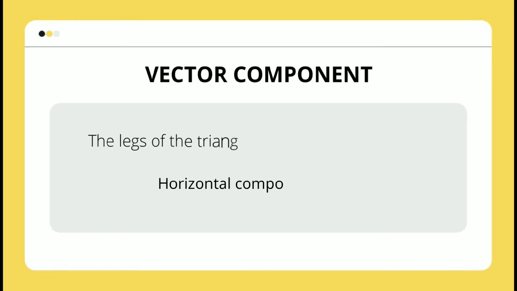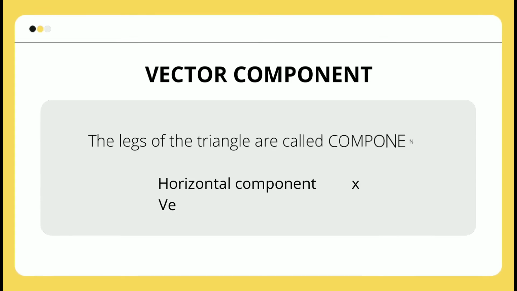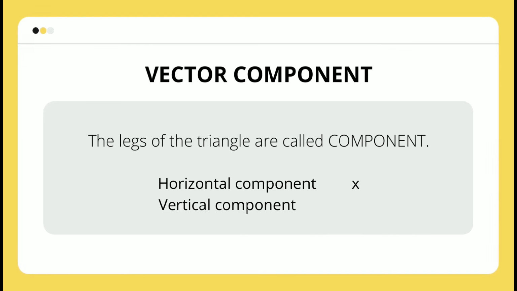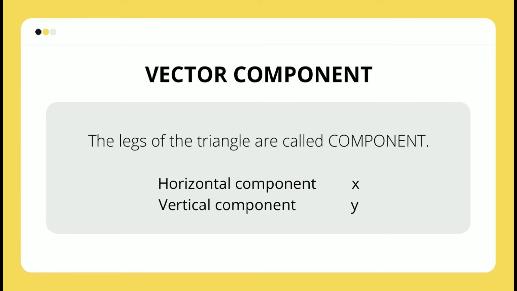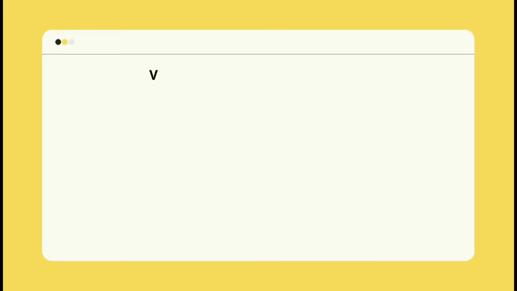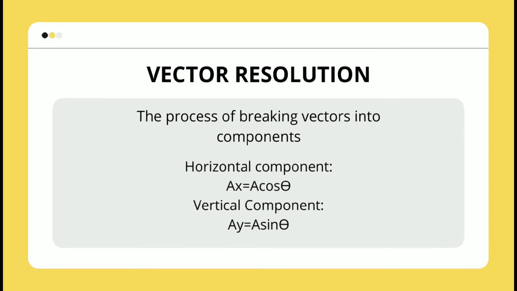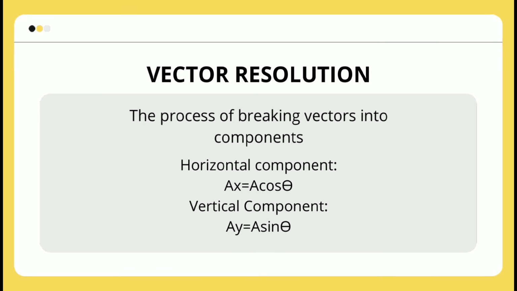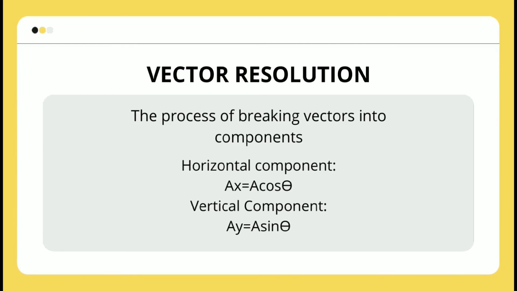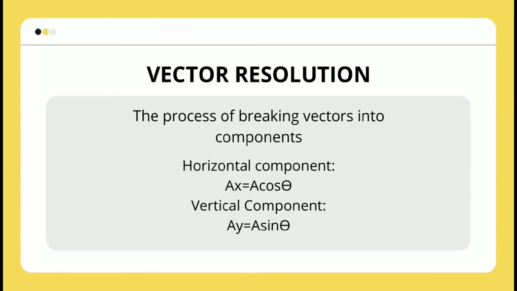Vector component. The legs of the triangle are called components. The x represents the horizontal component, while the y represents the vertical component. Vector resolution is the process of breaking vectors into components. The formula for horizontal is Ax equals A cosine theta, while the vertical is Ay equals A sine theta.